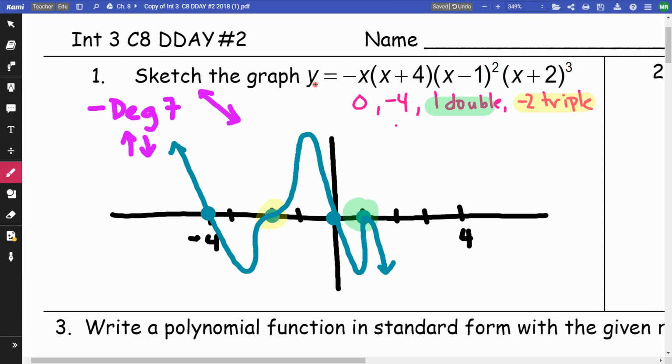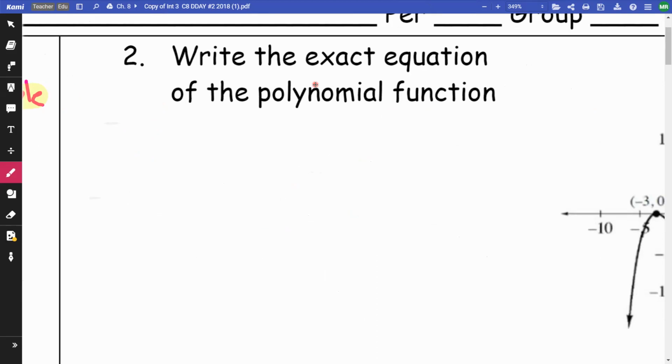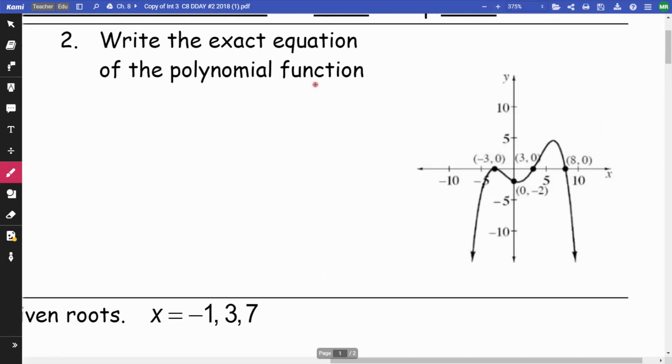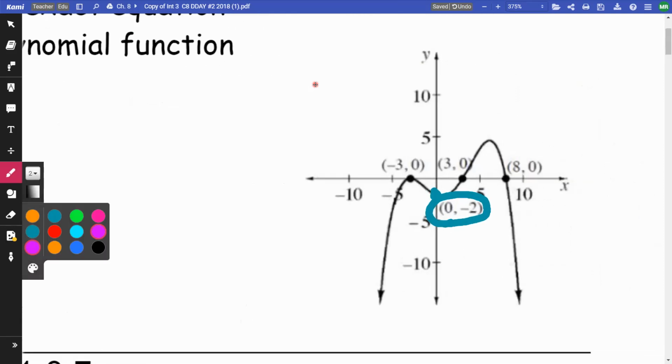On number 2, they're asking us to write the exact equation. So that means I want to be precise. That means they give me a point. The point that they're giving us is this 0, -2. That's the point. Now I'm going to zoom in here and I'm going to focus on my zeros.